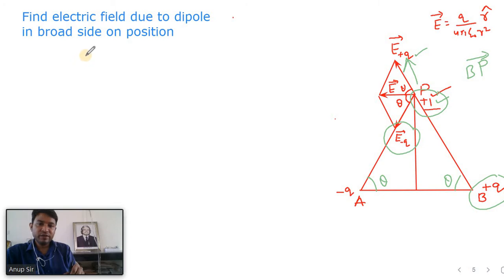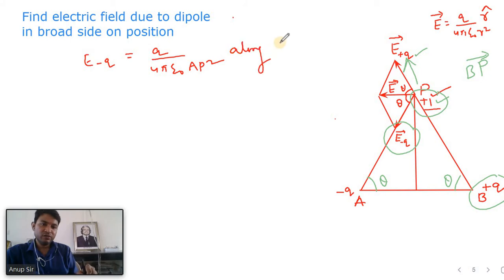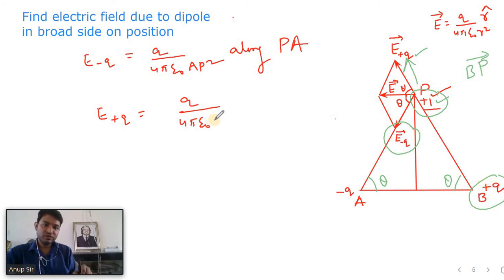Electric field due to the minus q charge will be equal to q divided by 4 pi epsilon naught, and of course the distance will be AP square. The direction will be along PA. Electric field due to the plus q charge will be equal to q divided by 4 pi epsilon naught, and the distance will be BP square. BP square means BP as a whole, and the direction will be along BP.